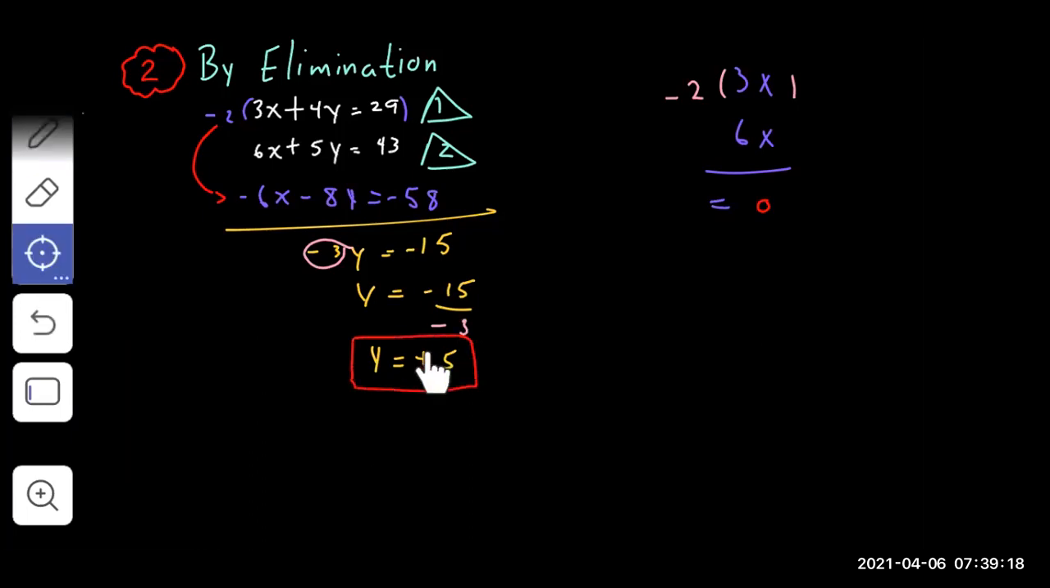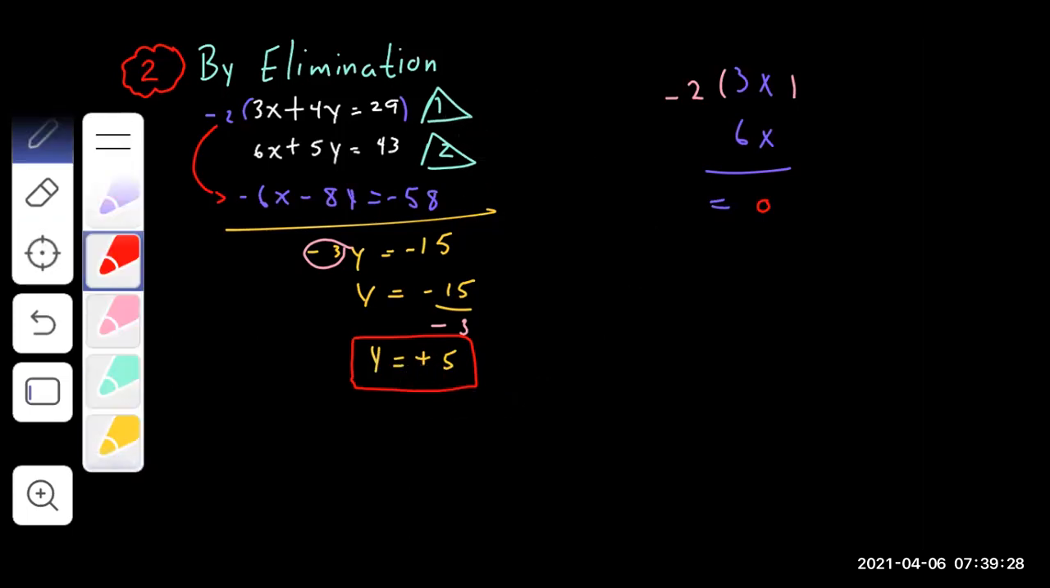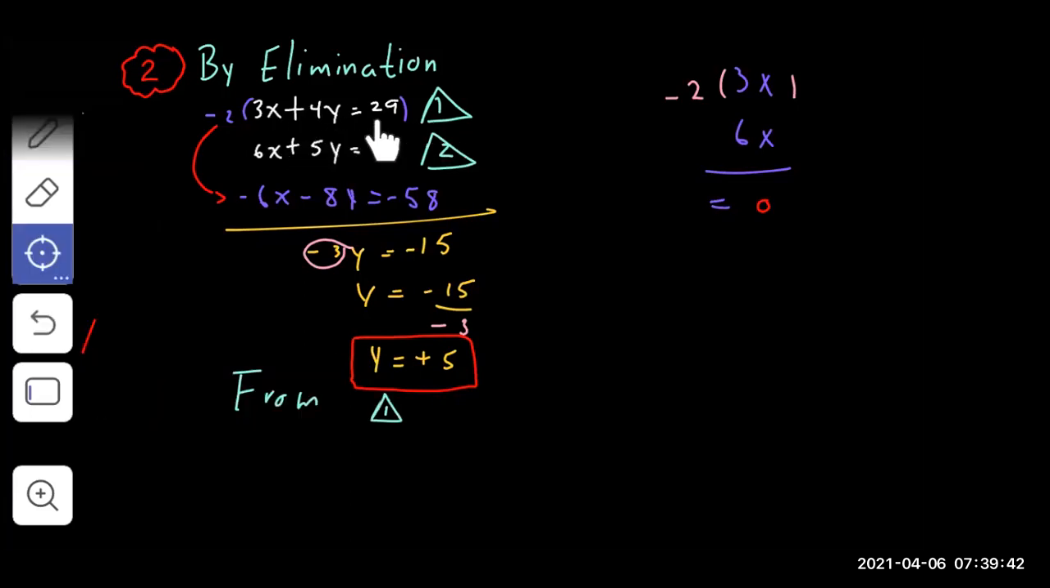We know that these lines intersect at a point where y equals 5. But I need to know what the value for x is. Then I'm going to substitute this into the first or second equation, and in that way I'm going to get the value for x. Okay, from which equation do you want to substitute, guys? The first one. Okay, the first one because all of them are positive. Really good. My original first equation is 3x plus 4y equals 29.